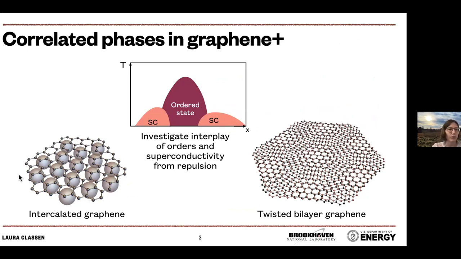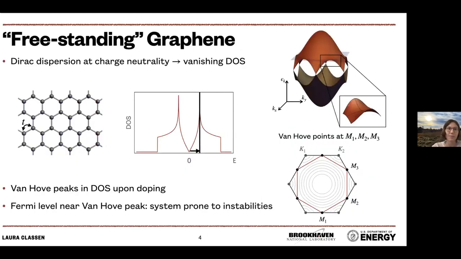Now, before going into the details of these two heterostructures, let's first have a look at the basis material, freestanding graphene. If you model it by a nearest neighbor hopping on the honeycomb lattice, you get this electronic dispersion with the famous Dirac points at charge neutrality. This means that the density of states actually vanishes at charge neutrality, which is bad news for correlations if you want to get a phase diagram like on the previous slide, because it will suppress interaction effects and make graphene a stable semi-metal.